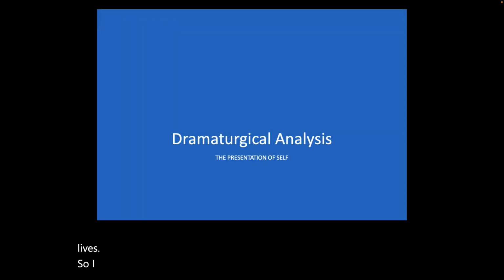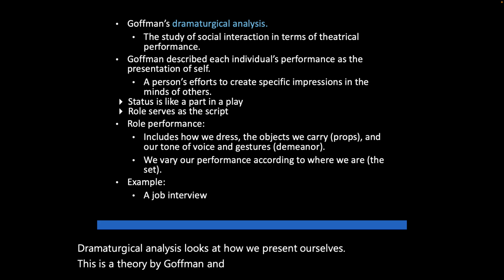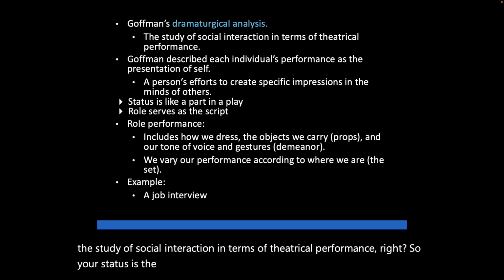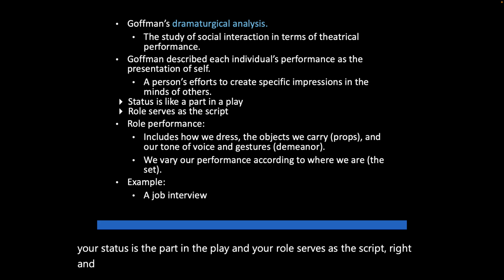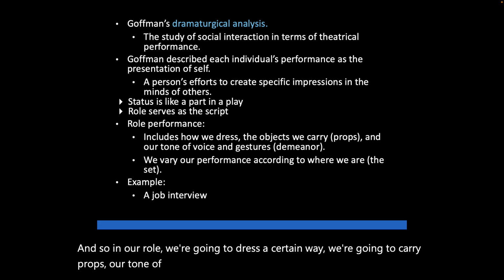So I think we talked about this briefly in the previous chapter. Dramaturgical analysis looks at how we present ourselves. This is a theory by Goffman, and Goffman says that dramaturgical analysis is the study of social interaction in terms of theatrical performance, right? So your status is the part in the play and your role serves as the script, right? And so in our role, we're going to dress a certain way. We're going to carry props. Our tone of voice, our gestures, our demeanor, all of this is part of our performance, right?